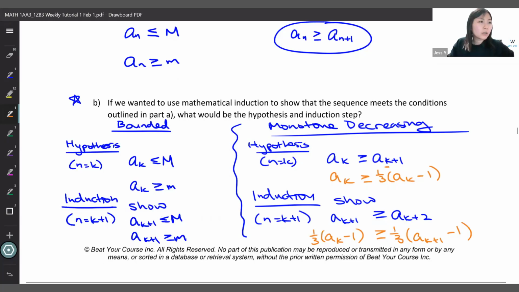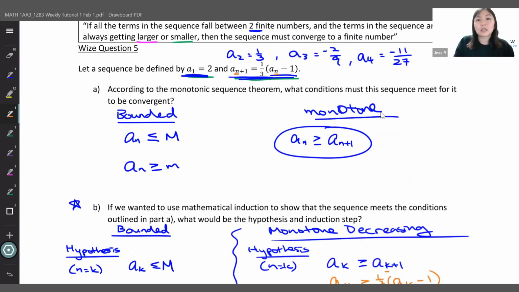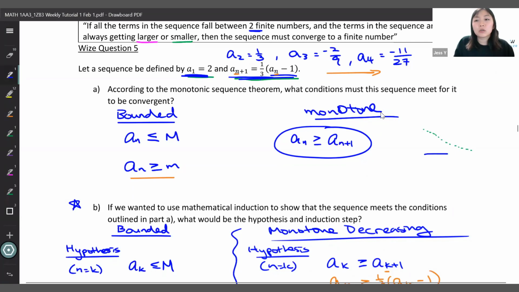A really good question came in here. Does a sequence have to be bounded from both above and below for it to be convergent using this monotonic sequence theorem? Technically, no. If you know the trend of the sequence, for example, this particular sequence, we see that the numbers are getting smaller and smaller and smaller, right? So technically, we just have to show that it's bounded from below, because again, if I draw a diagram, if my terms are monotonically decreasing, I just have to show that it's bounded from below, there's a floor, and that's how I can show that the sequence does converge.